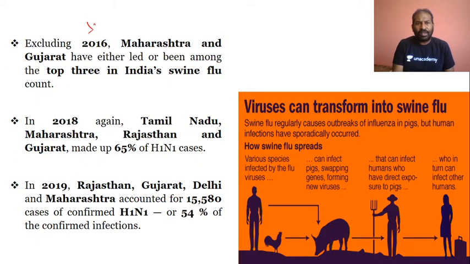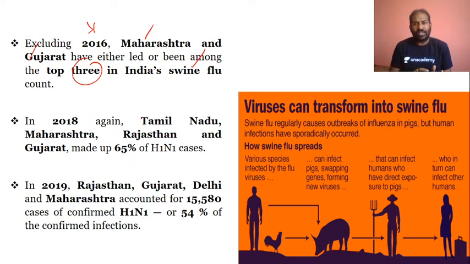If we exclude just 2016 and compare with the other years, Maharashtra and Gujarat are among the top 3 in India's swine flu count. We are focusing on the states which have the maximum COVID-19 cases and linking that with the swine flu of the previous years, right from 2015 onwards. So you have statistical data comparing the swine flu of a few states from 2015 onwards.